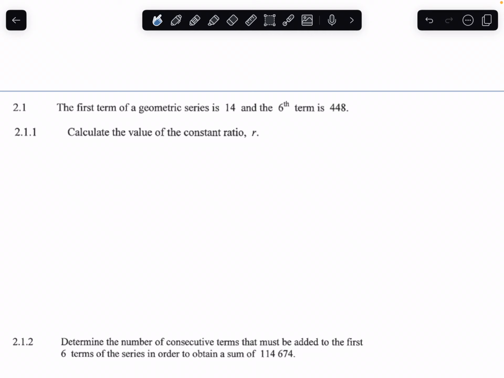We are busy with the department's paper 1 from November 2022, and we are looking at question 2.1, which is a question on geometric patterns. The first term of a geometric series is 14 and the sixth term is 448. Calculate the value of the constant ratio R.